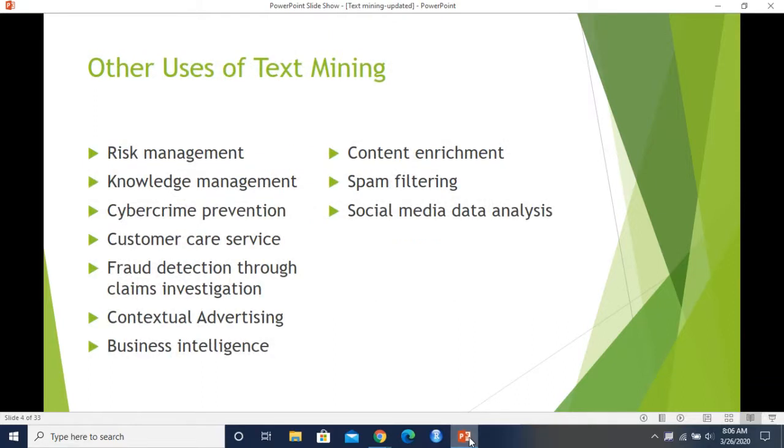Now, there are many other uses of text mining. Text mining isn't just useful in healthcare. It is used in just about every industry, which is why I thought it would be good for us to work on in this class, because regardless of the background you are coming from, some form of text mining can probably be used in your industry.